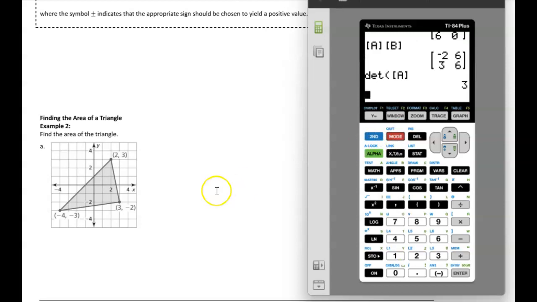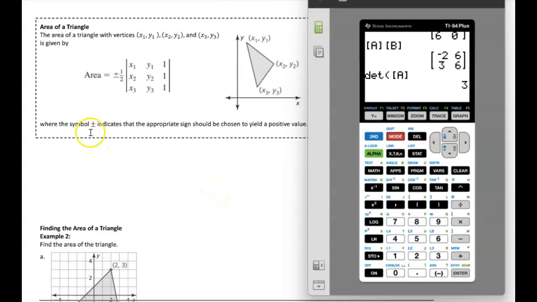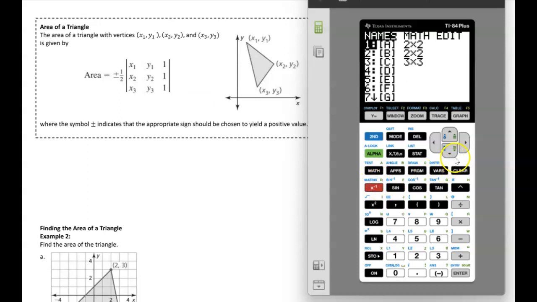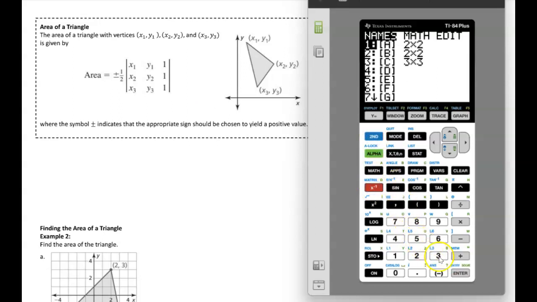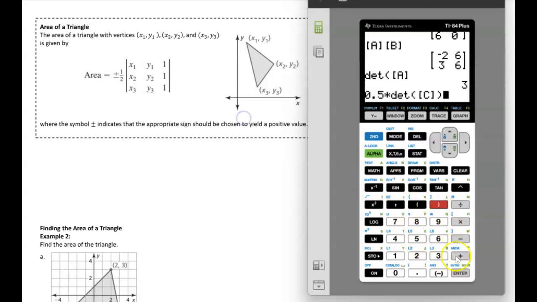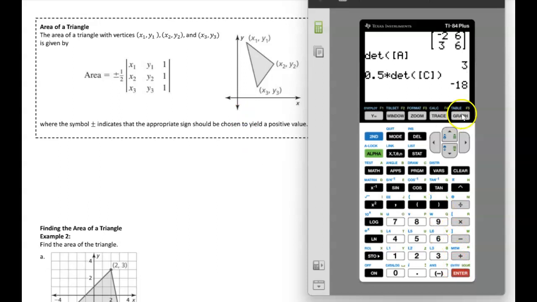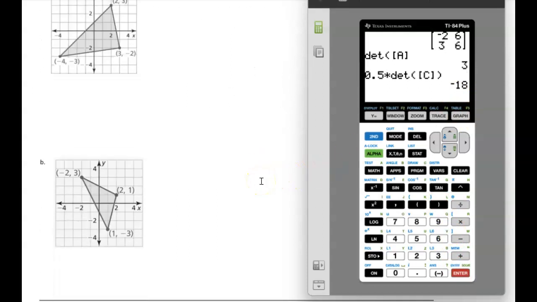Let's do second quit. All right, so remember that the plus minus indicates that you have to use the appropriate symbol. So if it comes out negative, we'll just switch it to a positive. So we do 1/2 times the determinant. And so we do second matrix, we choose the determinant, and we want to do the matrix we just did, which was C, and I already did the 1/2. So it came out to be negative 18, and remember the plus minus means we just do positive 18.